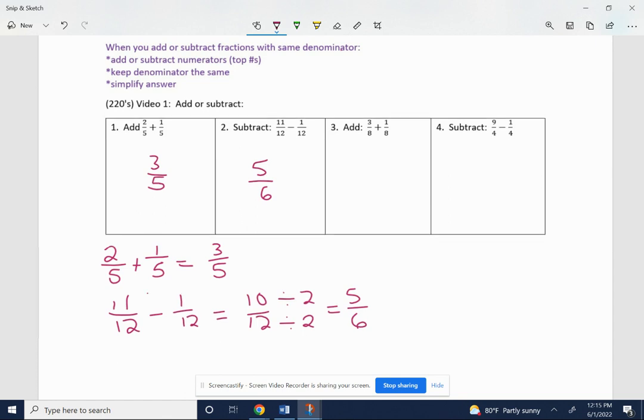Okay, problem 3 is 3/8 plus 1/8. Keep the 8 the same. Add the 3 and the 1 together. 3 plus 1 is 4. So we get 4/8. Now we can reduce that answer because 4 divides into 4 and 8 evenly. 4 divided by 4 is 1. 8 divided by 4 is 2. So the final answer of that would be 1/2.